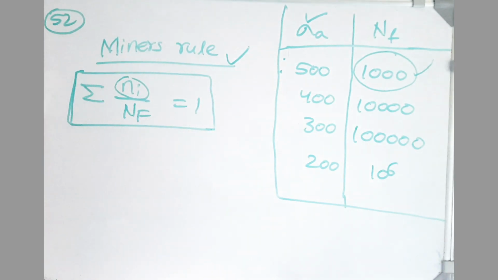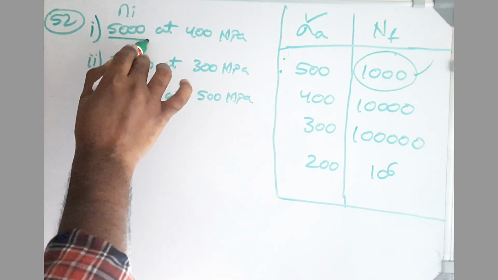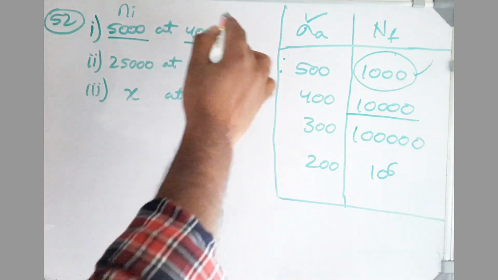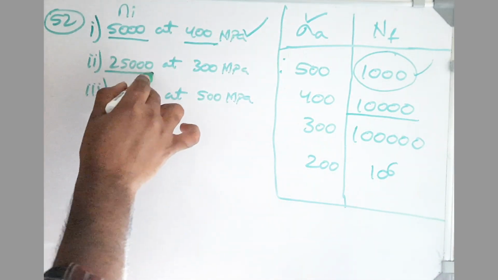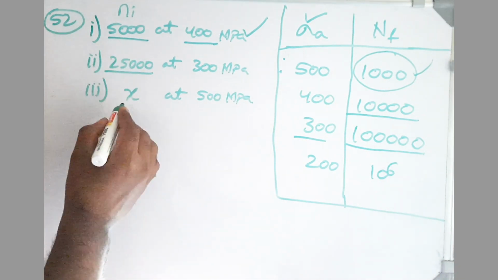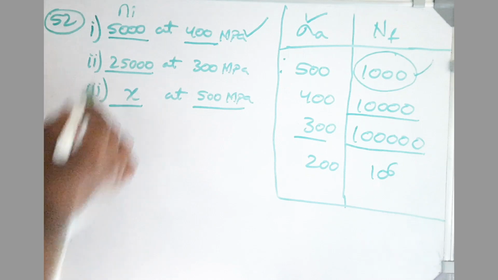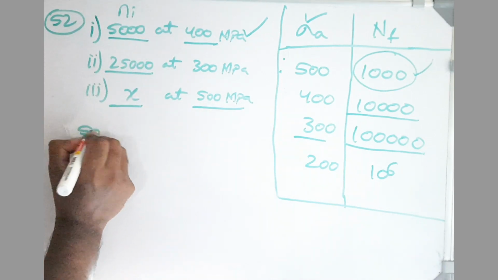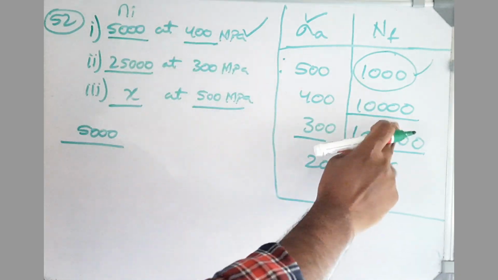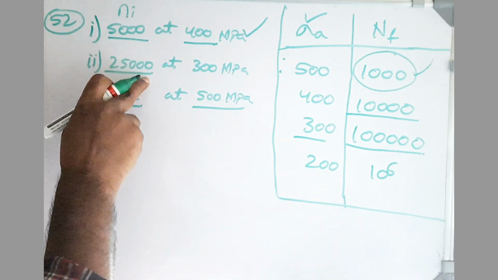So let's look at the question. Friends, it is given that the metal has undergone 5000 cycles at 400 MPa. At max it can go up to 10,000. After this process it went through 25,000 cycles at 300 MPa. Here the maximum can go up to 1 lakh, and they're asking what is the life at 500 MPa. So let's apply our damage accumulation rule, friends. This is n i. So first 5000 divided by the maximum at 400, which is 10,000.